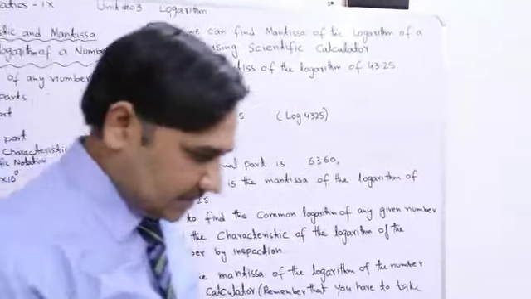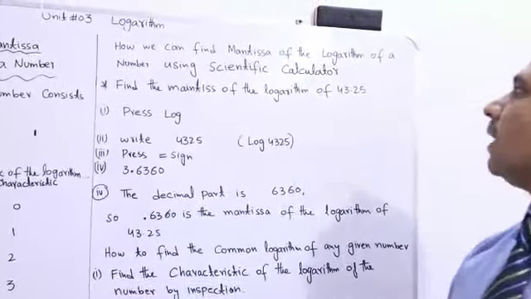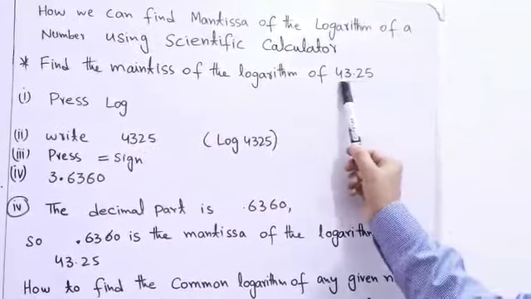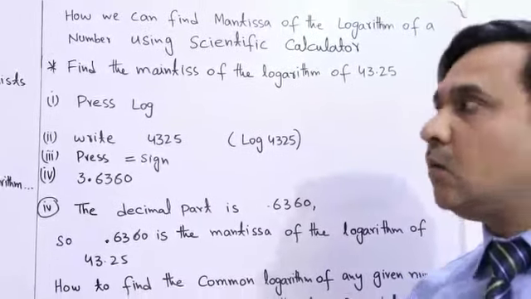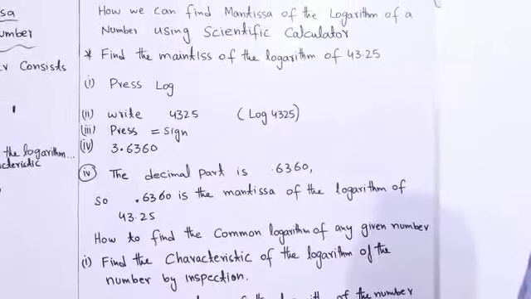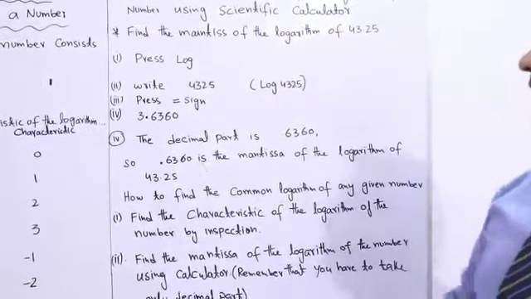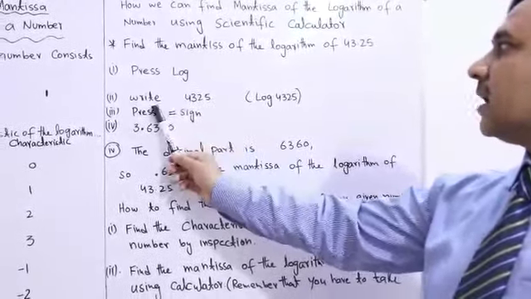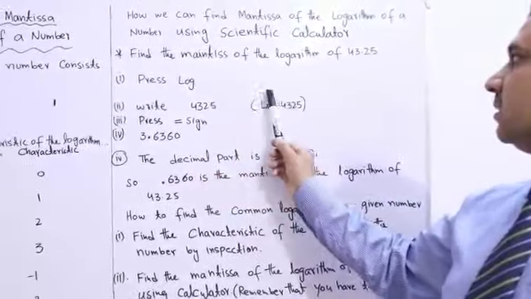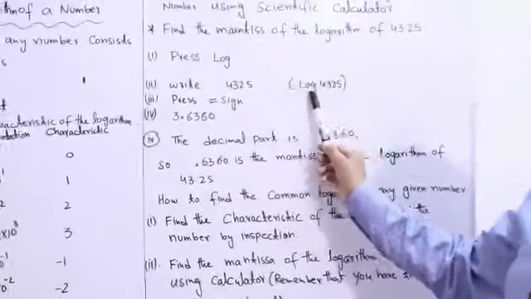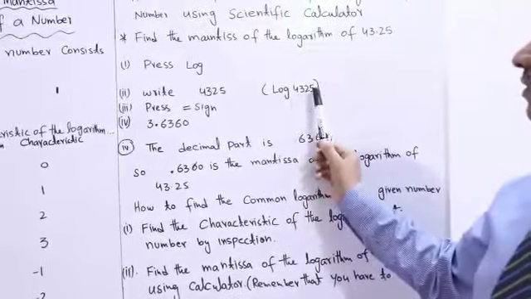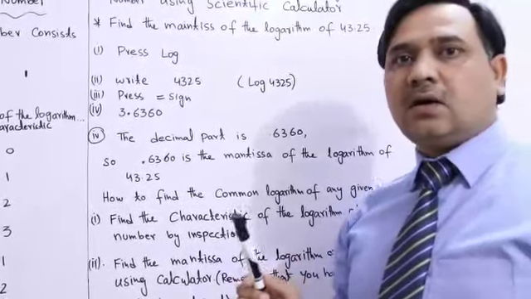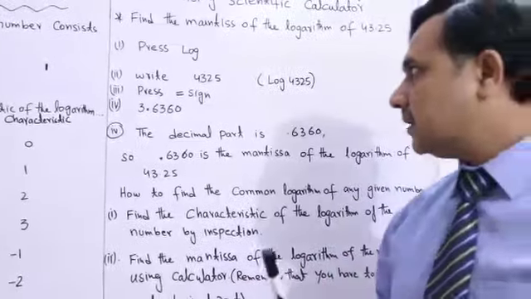So let's see here. Find the mantissa of the logarithm of this. By using this example, we'll see how we can find the mantissa of a number. By using a scientific calculator, you just have to press log, then write 4325. This will appear on the calculator screen, log of 4325. You just have to ignore the decimal point when you find the characteristic or mantissa of a number.